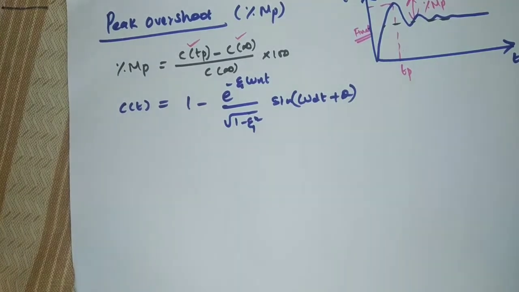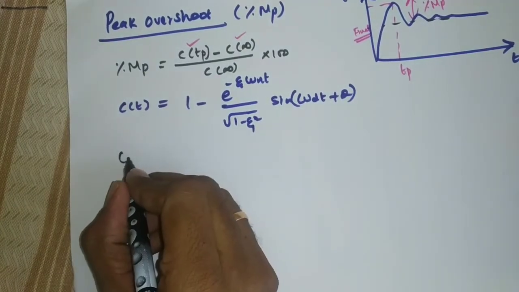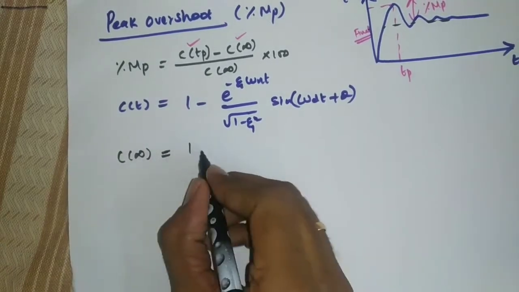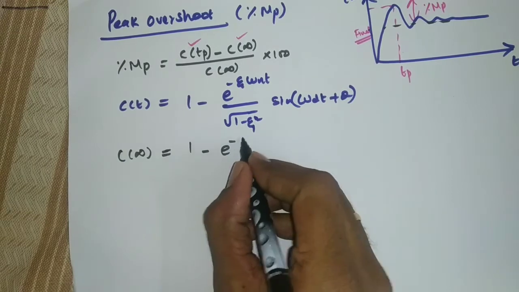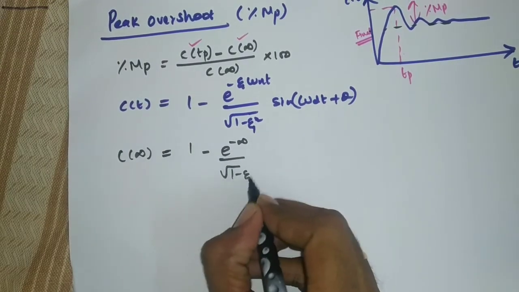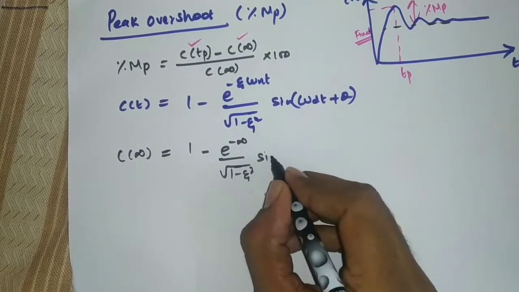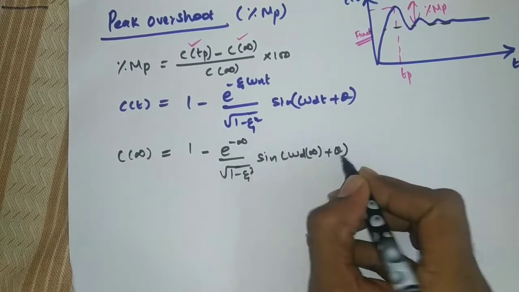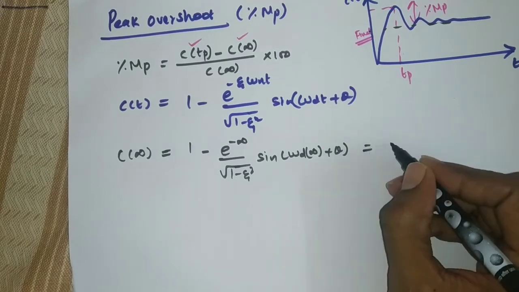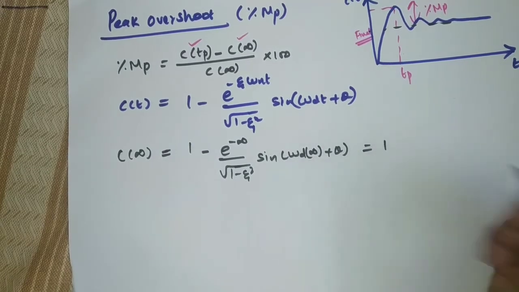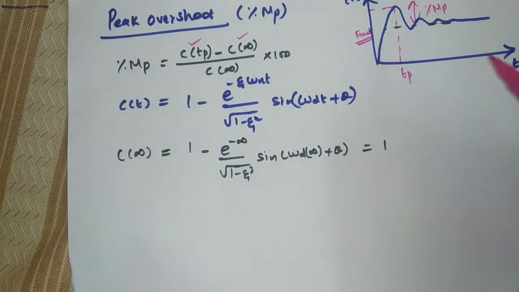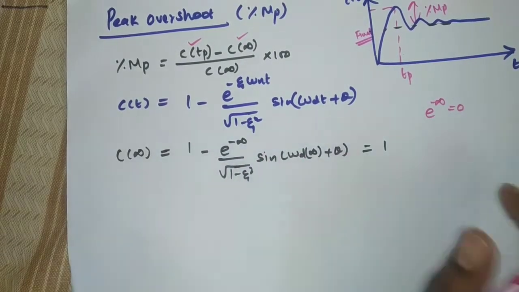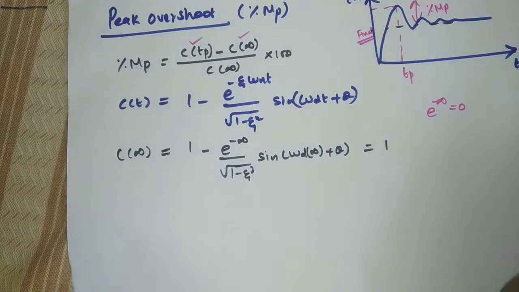Okay. Let's substitute t equal to infinity in C(t). 1 minus e power minus infinity into sine of omega d into infinity plus theta, divided by root of 1 minus eta square. So this is equal to 1, because e power minus infinity is 0, and 0 into anything is 0. So the answer is 1.